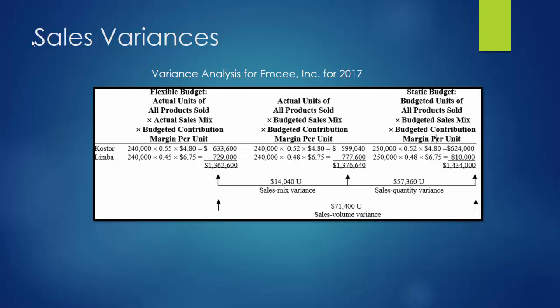Well, the Limba in our budget had a higher contribution margin, so we're going to want to sell more of that product than we would the CostStore. But it didn't work out that way. We thought the Limba was going to be 48% of our sales. It was only 45%. So we didn't sell nearly as many units of our more profitable, if you will, product line than we thought we were going to. So of that overall $71,400 difference, we can attribute $14,000 roughly of it to the fact that our product mix was not what it should have been. We want to sell more of our more profitable units, and we did not.